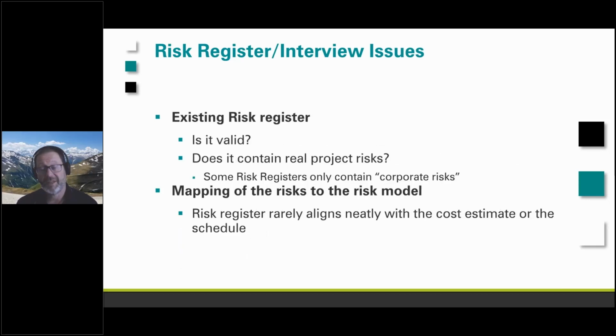Now, there might be an existing risk register on the project. Quite often what happens is, you talk to somebody in contracting and they say, oh yeah, we got a risk register, here you go. And they give you this giant book or giant spreadsheet full of stuff that has absolutely nothing to do with project risk. It's about corporate risk and it's about reputation risk and it's about all these other things. And there's very little in there that you can use to build a risk model as to whether this project is going to be completed on time and on budget.